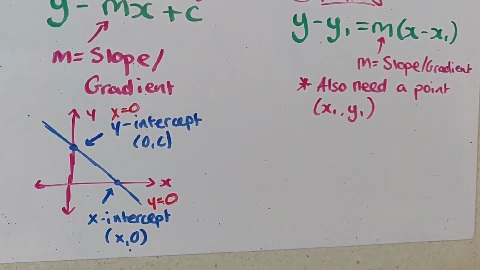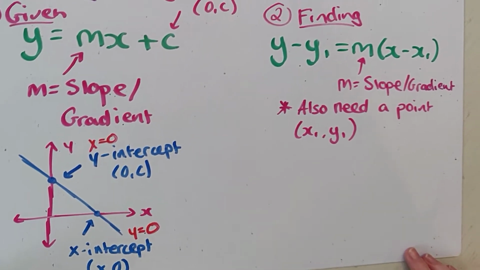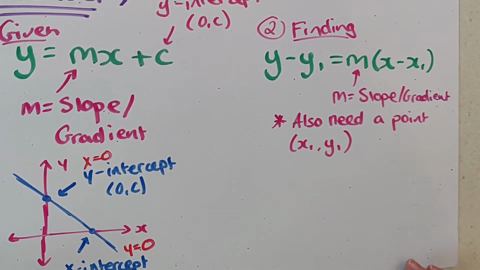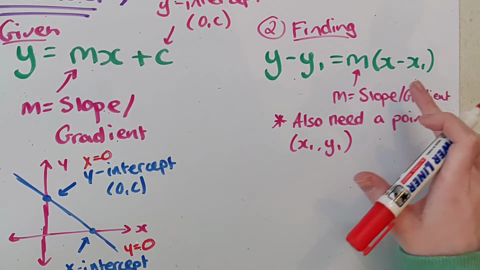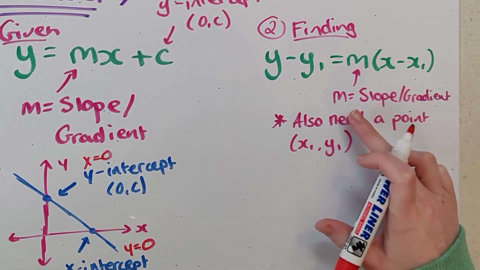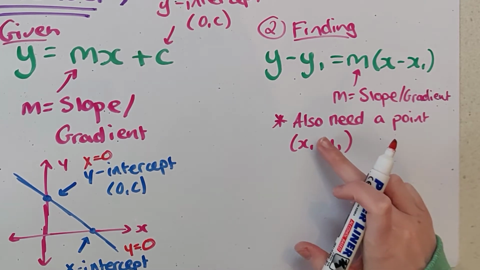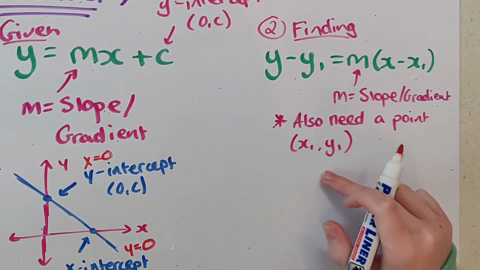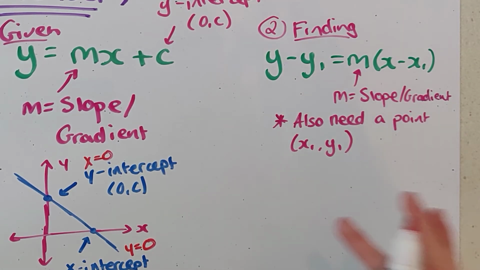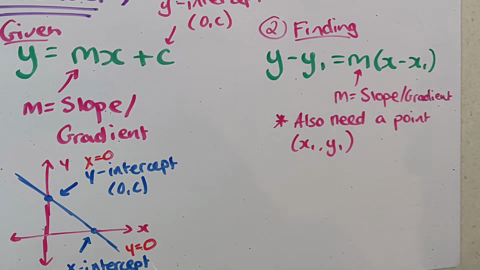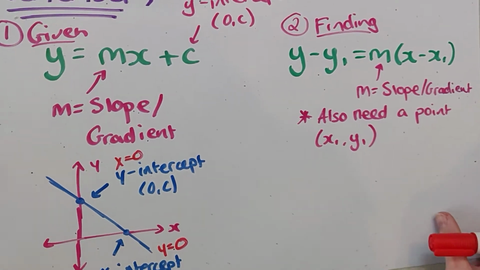Now, the same way here, we have a second formula, which we use to find the equation of a line. y minus y1 is equal to m by x minus x1, where again, m is our slope or our gradient, and we also need a point x1, y1. So take a minute, go back over example 1 and example 2 from tutorial 1, and then we're going to look at example 3 and example 4, which are a little bit trickier than the ones from the last tutorial.